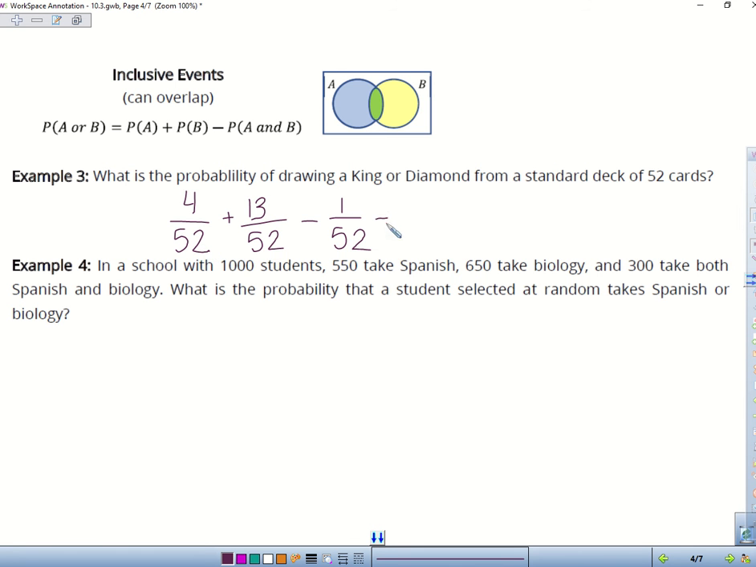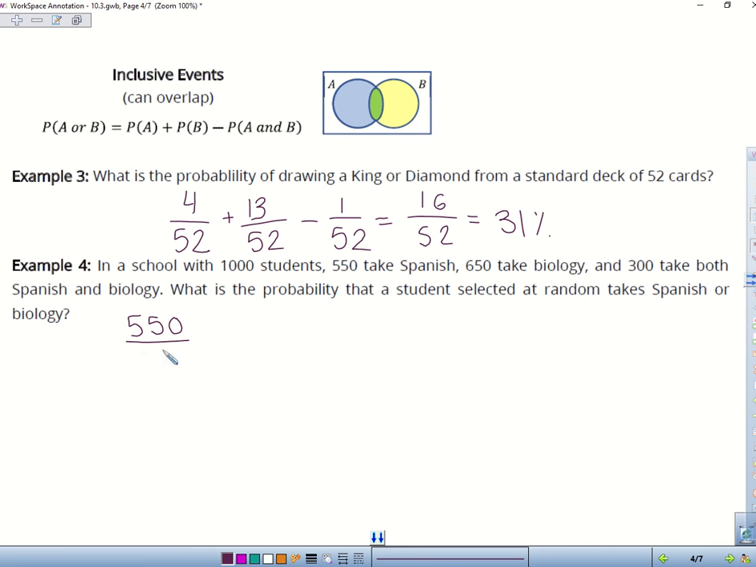So if we do that math, that's going to come out to be 16 out of 52, which is 31%, approximately. All right. In a school with 1,000 students, 550 take Spanish, 650 take biology, and 300 take both. What is the chance that if you pick a random student, they take either Spanish or biology? Spanish plus biology. Yeah, basically.